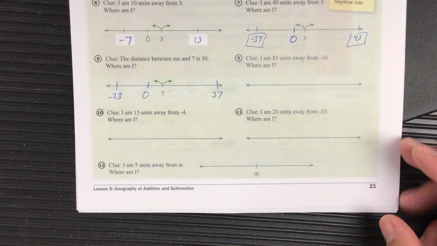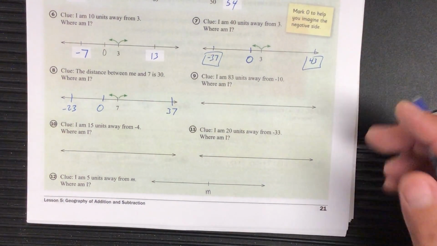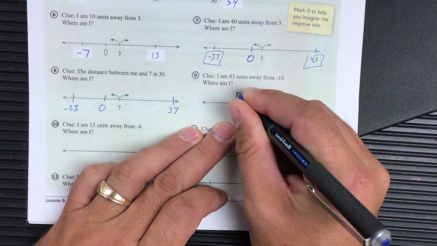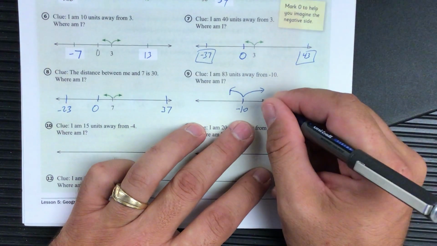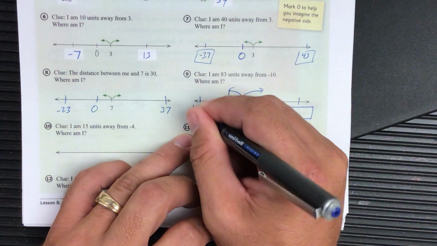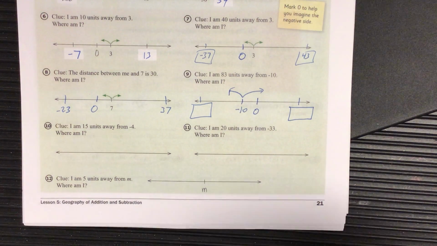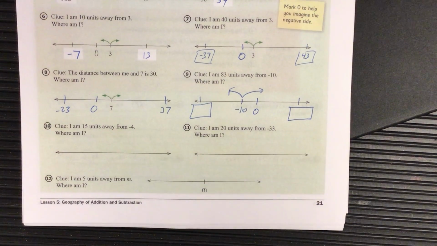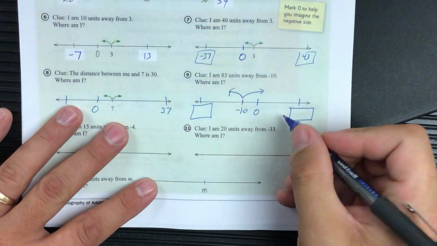All right, we're going to do 9 together, and then I'm going to have you try 10 and 11 again. I am 83 units away from negative 10, so I'm starting on negative 10. I'm going to put the arrows on there just like they did. Where would 0 go? To the right of negative 10. And 83 units bigger and 83 units smaller. So, Landon, your checking account is negative $10. Then you got paid 83. How much money do you have in your account now? You have $73.